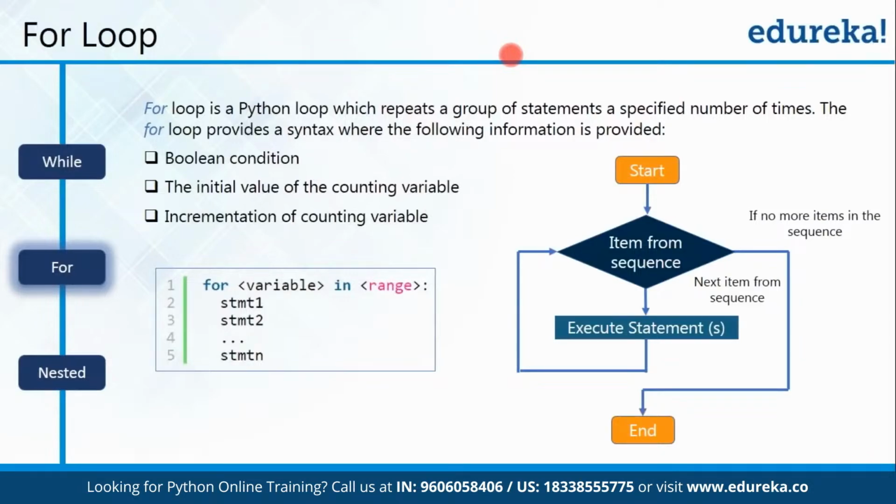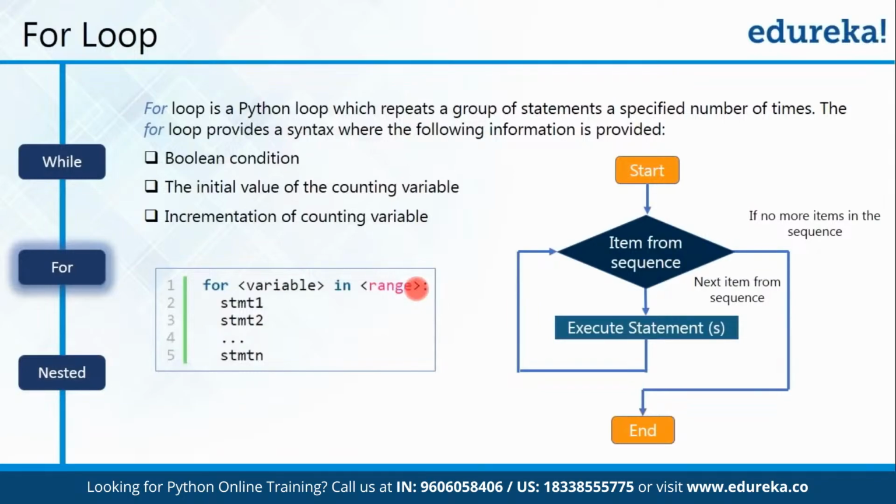So for loop provides you with a syntax that will include 3 fields basically, or you can say 3 informations. So first will be the Boolean condition, then comes the initial value of the counting variable, and then the incrementation of the counting variable. So as you can see from the syntax as well, first you write for, name of the variable, in the range. Then you specify the range in which that variable should be. And then you specify the range, that means from which point till which point it should be executed. So you know the number of iterations required, then only you use for loop.